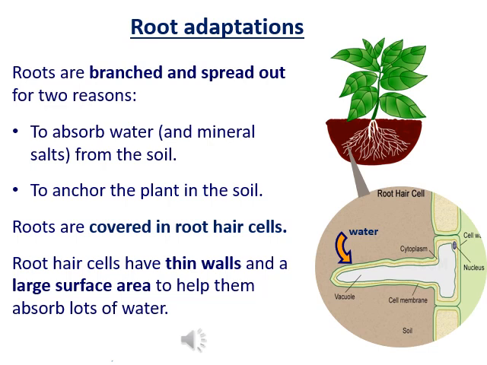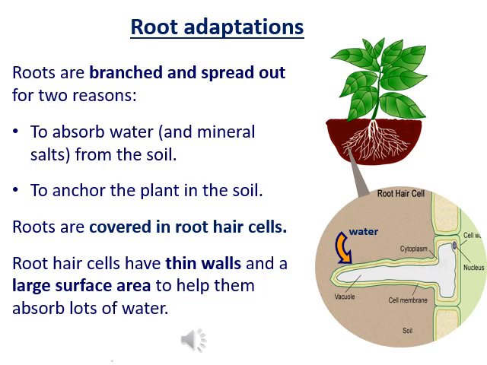How exactly are roots adapted to their function? Roots are really branchy and widely spread apart. The reason for that, like we've talked about before, is for absorbing the water and the minerals from the soil into the plant. We've also talked about the fact that it's to be an anchor to keep the plant in the soil so it's not uprooted by animals or the weather.